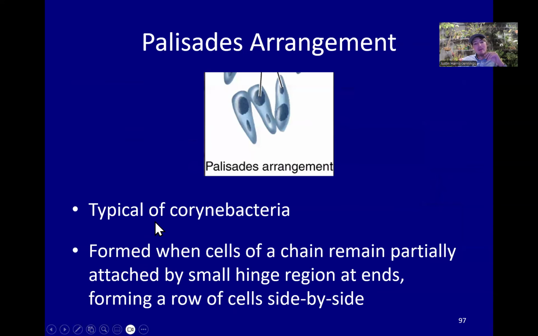There are some bacteria that you're not going to see very much that have special tendencies that cause their arrangements to be a little bit specialized. Here's what's known as a palisade arrangement, where there's a bit of a hinge region right next to the plane of division, and it creates these side-by-side palisades, like palace guards lined up against each other in some kind of royal hall.